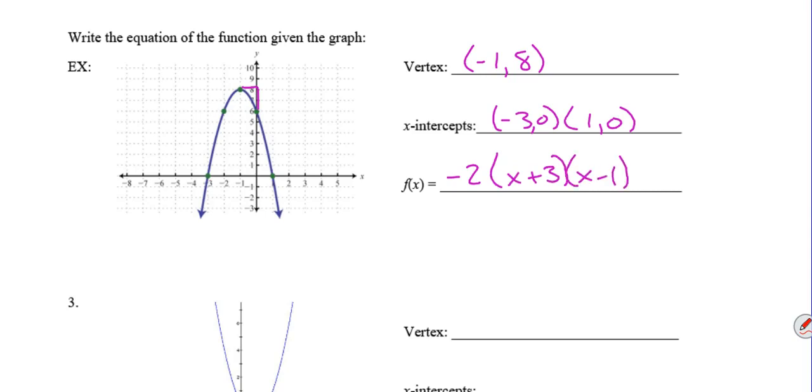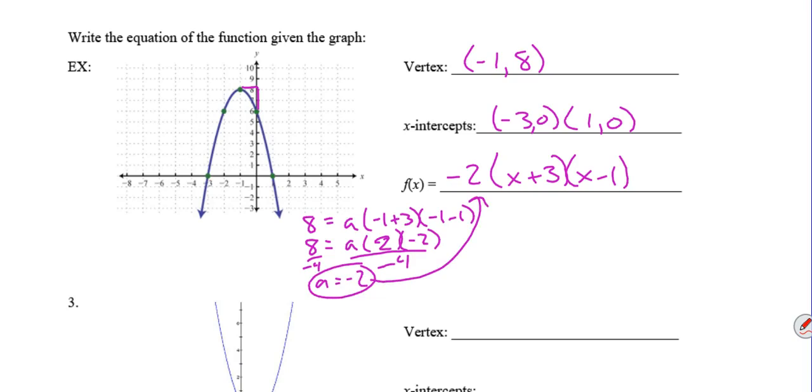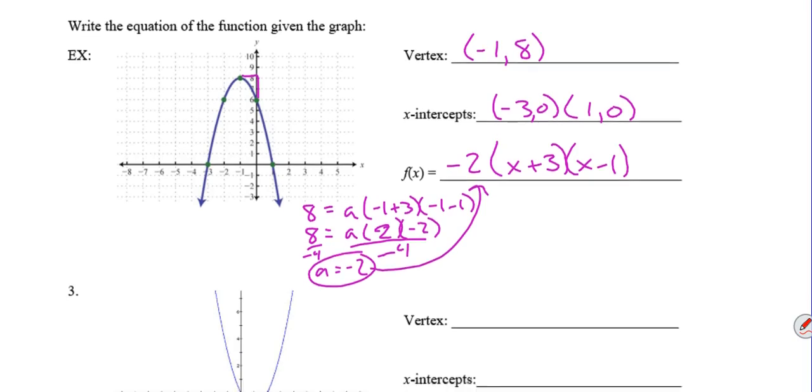Now, if you're not comfortable with that, finding a by looking at the graph, you can always plug it in, right? 8 equals a times negative 1 plus 3 times negative 1 minus 1. So 8 equals a times 2 times negative 2. So divide by negative 4, and a equals negative 2. So again, if you're not comfortable just looking at the graph and figuring that out, do a little simple algebra and you should be able to get the correct answer.